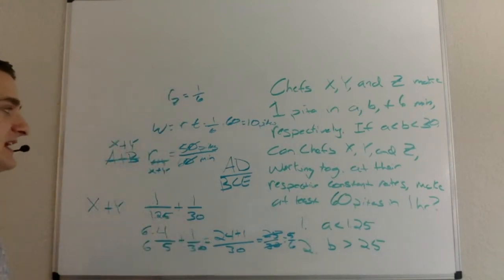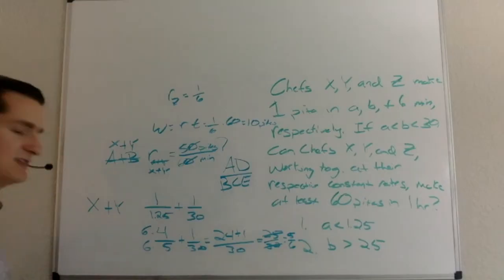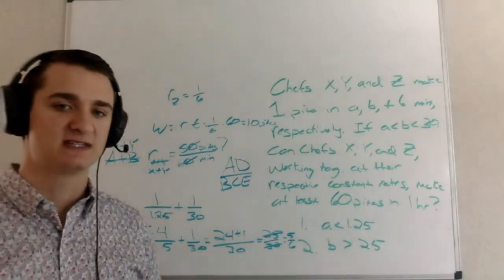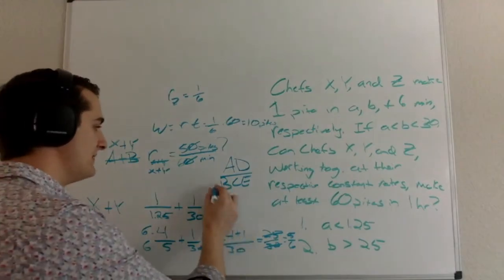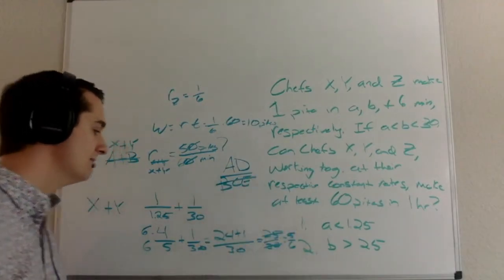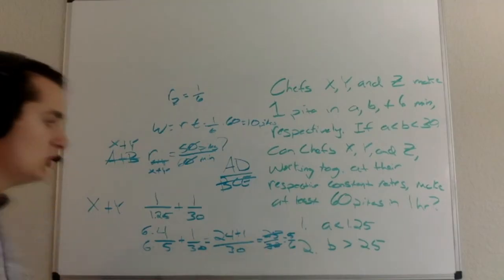which means that my rate is at least 5/6. 5 pitas per 6 minutes, which is exactly what the question was asking me, is the rate of X and Y at least 5 pitas per 6 minutes? So for that reason, I can go ahead and I can eliminate B, C, and E because statement 1 by itself is sufficient.